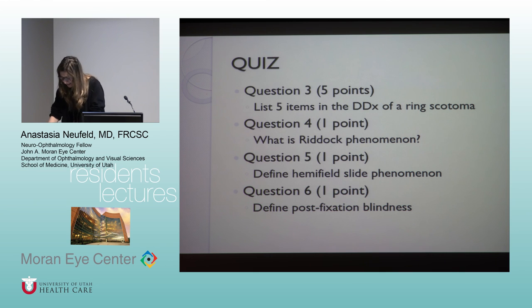Riddoch phenomenon is actually this visual field phenomenon where if a patient has an injury to generally the occipital lobes or occipital cortex, sometimes it can be seen with other lesions as well, they perceive moving targets but not static objects. Okay? So if there's a car parked there, they do not see it, but as the car moves, they begin to see it, and we think it is because there's more predilection of the visual system to respond to moving stimuli rather than stationary stimuli.